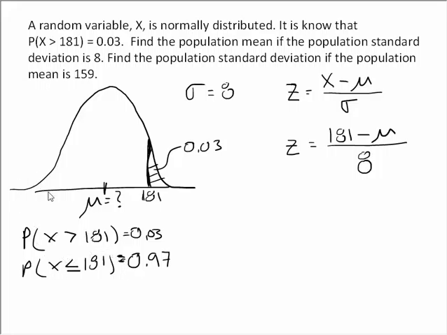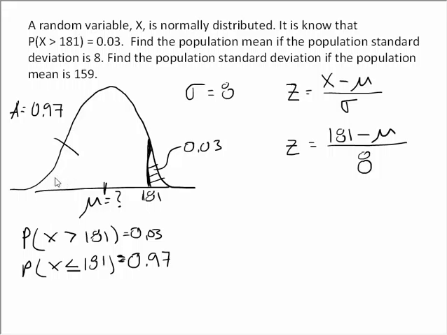So that's good to know, because now I know when I look up values in a z table, they go from the left over to this point, and I know what this area is. This area is equal to 97%, or 0.97.